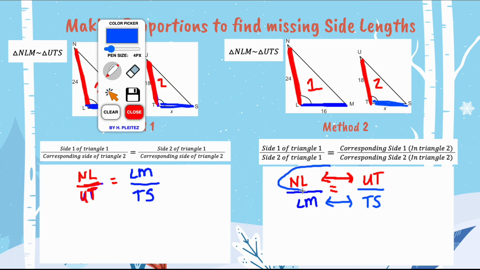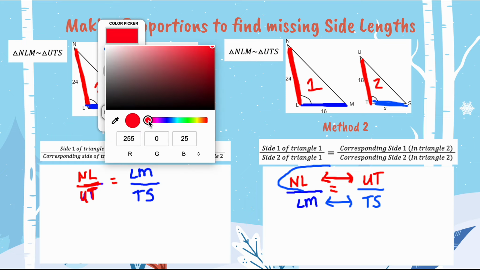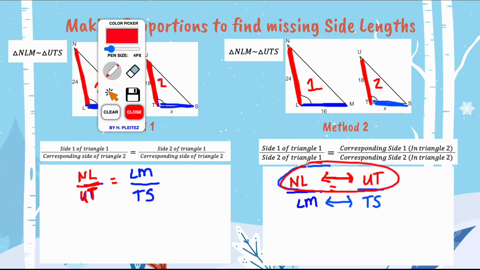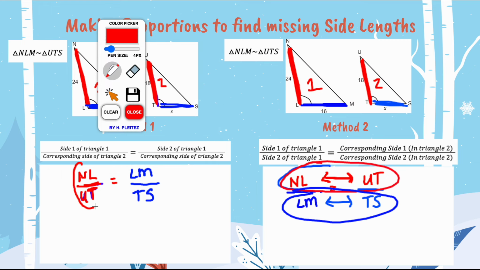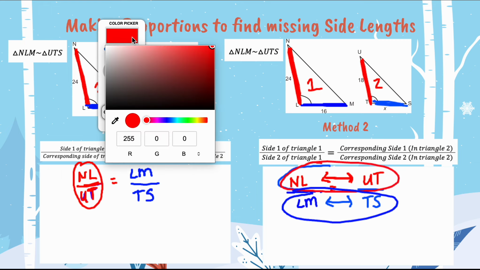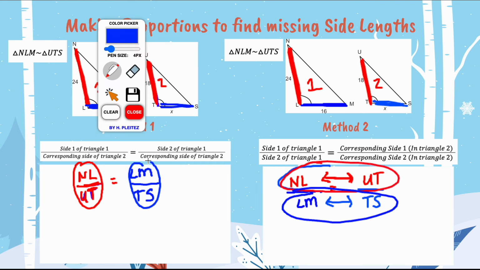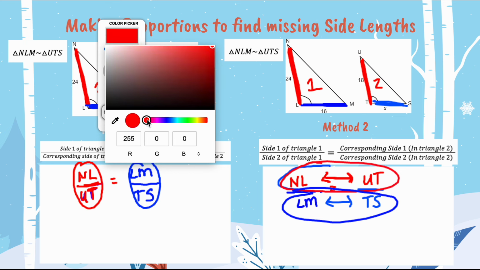So in this method, you can kind of see the corresponding pieces go left and right. My numerators are corresponding pieces, and then separately my denominators are corresponding pieces. In this method, our corresponding pieces go up and down. So NL and UT, and then LM and TS. So it's really up to you how you do it. You'll see when we substitute that you get the same answer.